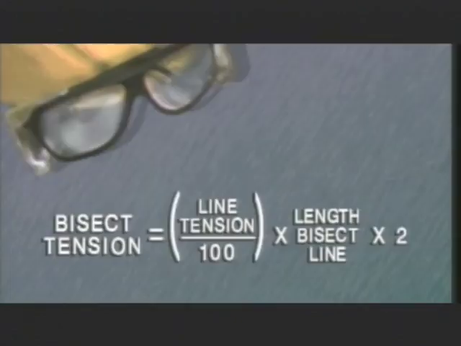Now, there are a couple of other ways you can determine bisect tension. One is to work through this formula: bisect tension equals line tension divided by 100 times the length of the bisect line times 2. The other way involves finding the approximate angle of the line at the corner pole and then using a rule of thumb chart to determine the approximate bisect tension. We'll take a look at how both of these methods work in the next part of the program. But before we do, make sure you read the text material for this part of the program.